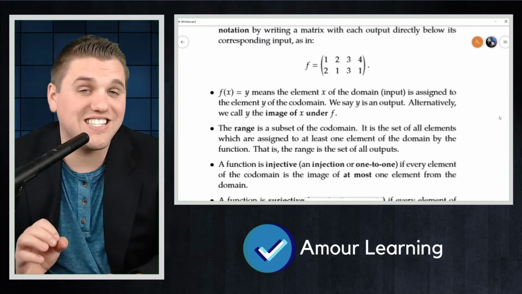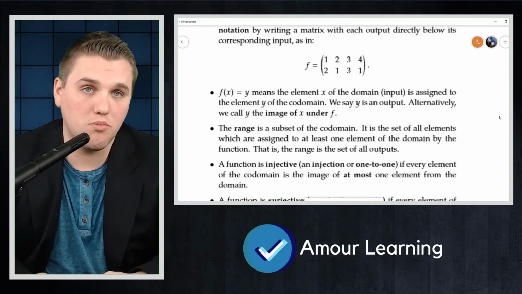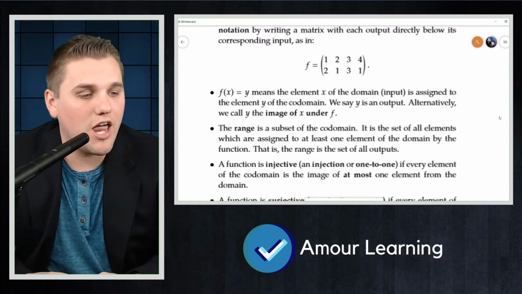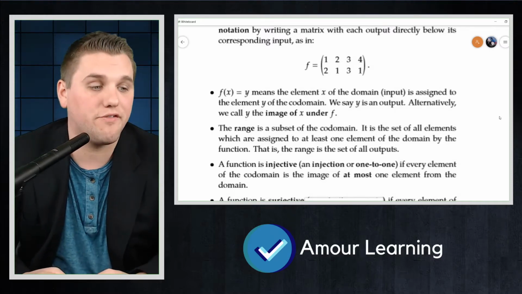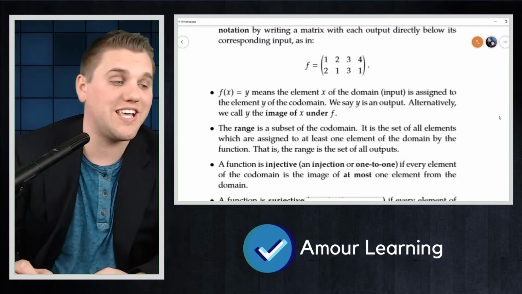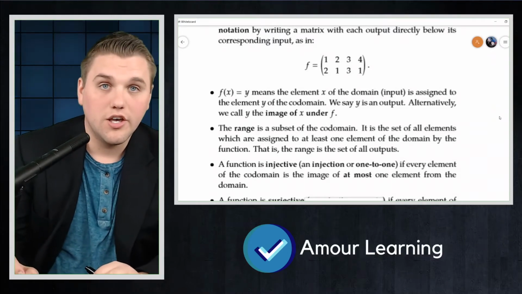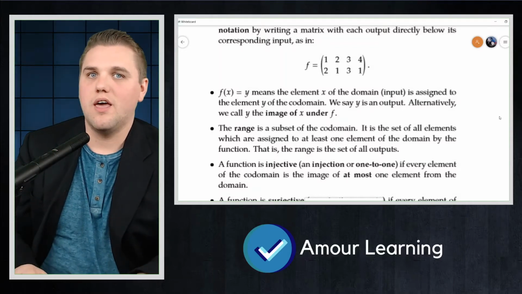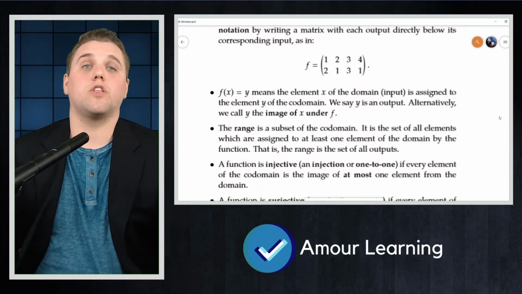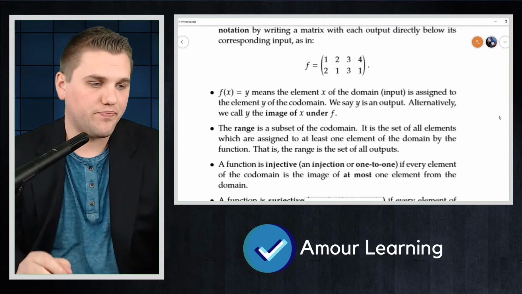The range is a subset of the codomain. It is the set of all elements which are assigned to at least one element of the domain by the function. That is, the range is the set of all outputs. So again, there's a slight difference between the range and the codomain. The codomain is the large picture that the range fits inside of.